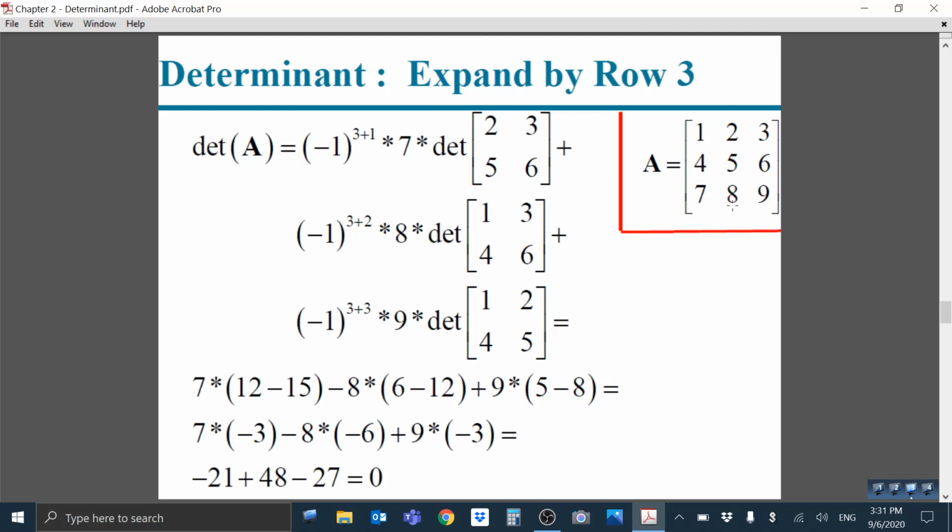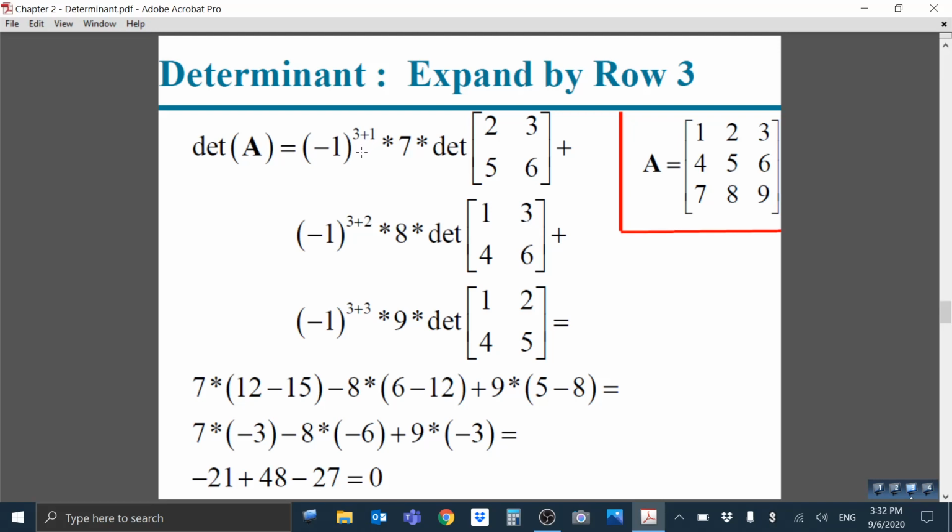Plus, the last entry is 9, and its location is 3, 3. So I have negative 1 to power 3 plus 3 times 9 times the determinant of a smaller matrix that I get by eliminating row 3 and column 3. So 1, 2, 4, 5. Here it is. Now, I need to compute every single one of these determinants of 2 by 2 matrix. Fortunately, that's not complicated. So we start here.